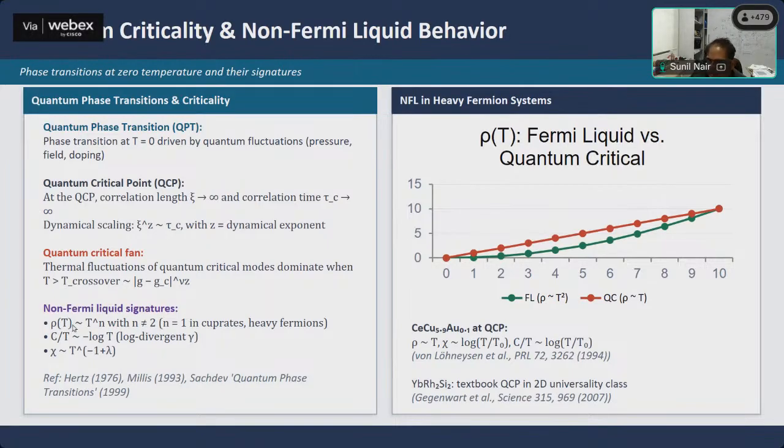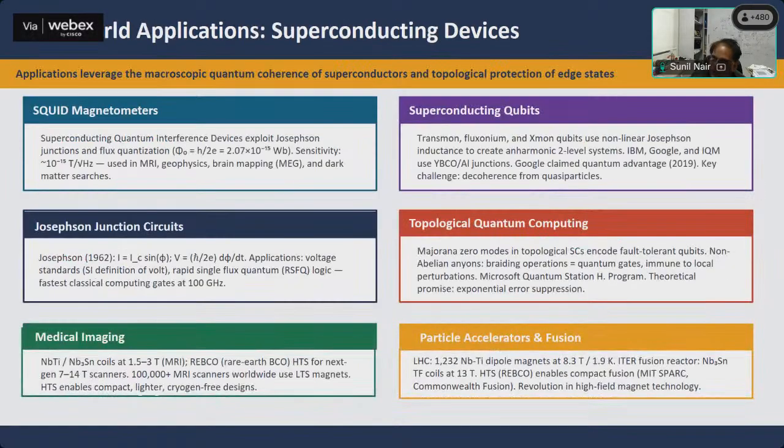So, for instance, you have a quasi-linear temperature dependence of the resistivity. In a simple Fermi liquid system, it should have been T squared. You have a log T kind of dependence in your C by T. You have an effective temperature independent magnetic susceptibility and so on. So these are telltale signs of quantum phase transitions and criticality, and something which is very important.